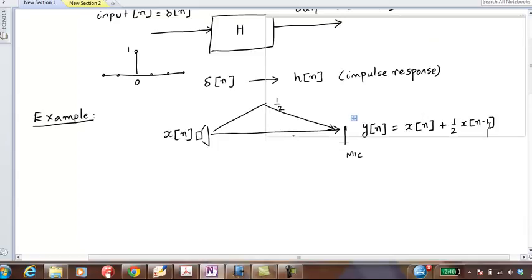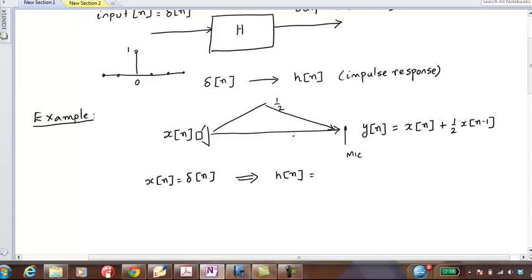Now, what is the impulse response of this system? Well, the impulse response of this system is simply the output when we set x of n to be equal to delta of n, which means that h of n is equal to delta of n plus half delta of n minus 1. So if I were to sketch this, I would get something like this. So this is the impulse response.